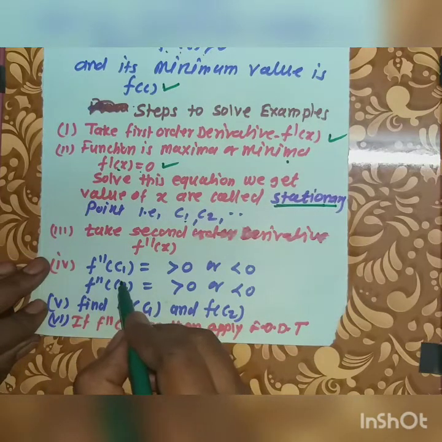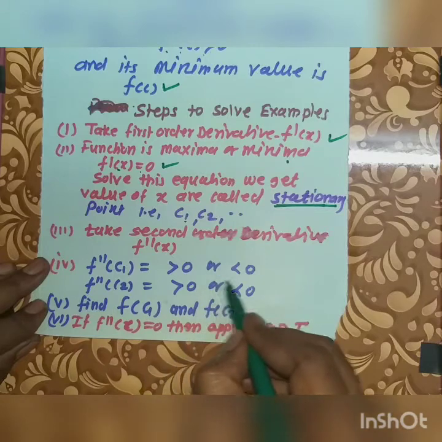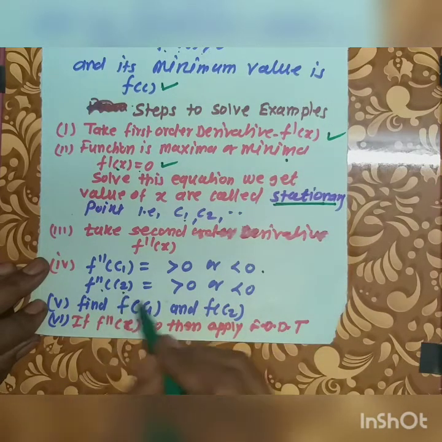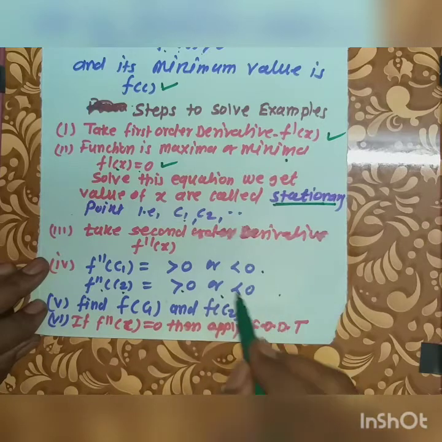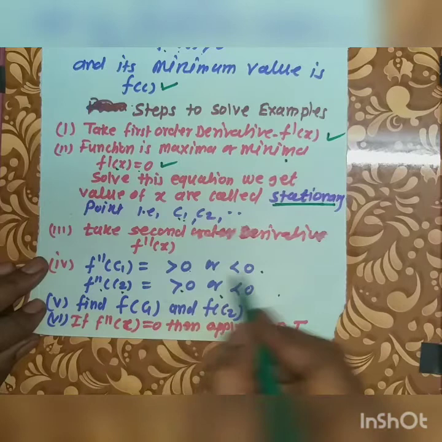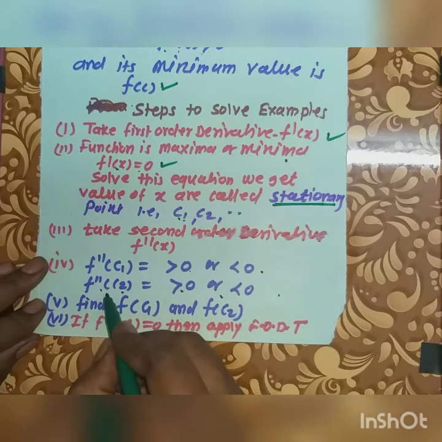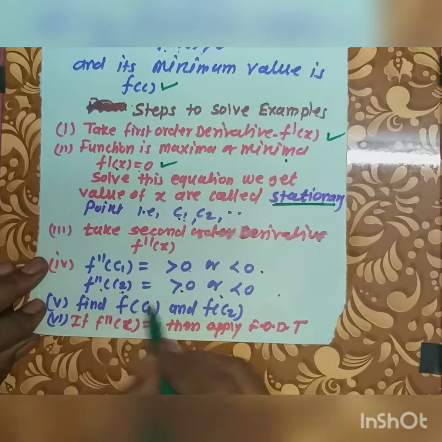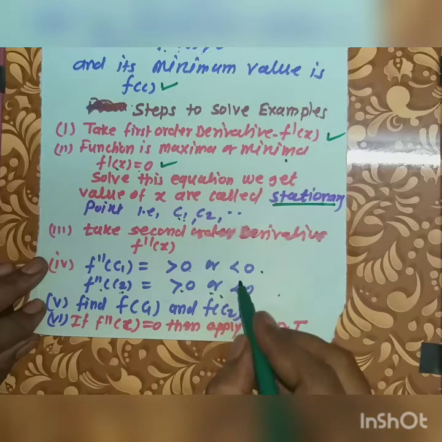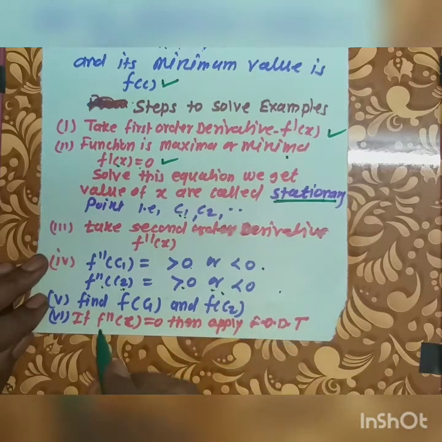Take the second order derivative, f double dash of x. Check whether f double dash of c1 is positive or negative, and whether f double dash of c2 is positive or negative. There are two possibilities: the second order derivative at c1 is positive or negative, and at c2 positive or negative. At least one case is satisfied, not both at a time.